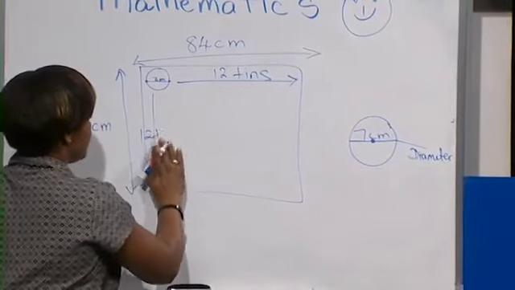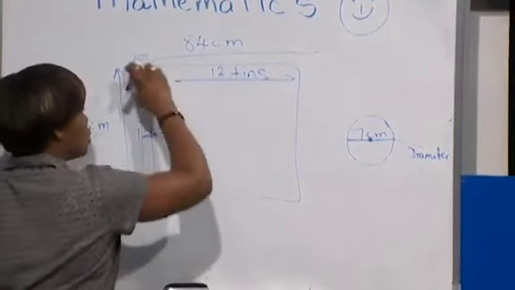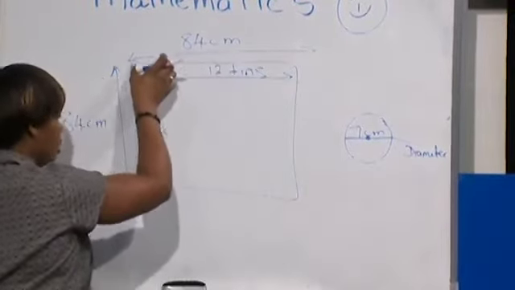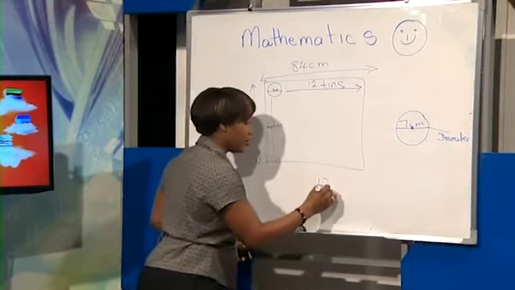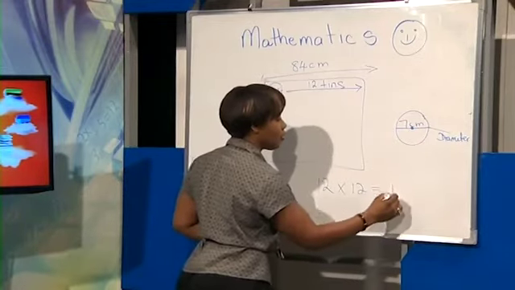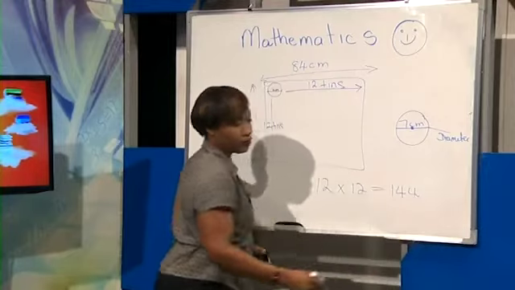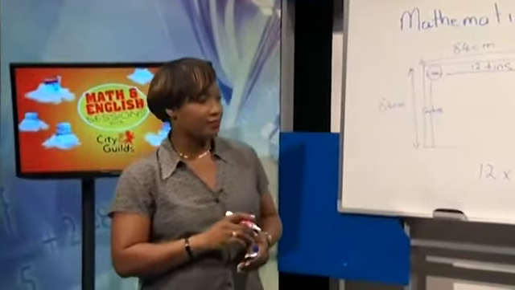Can't spell tins? Tins. Good. So I'd have 12 tins here, 12 tins here. So 12 by 12 tins would give me a total of 144 tins in the box. All right?